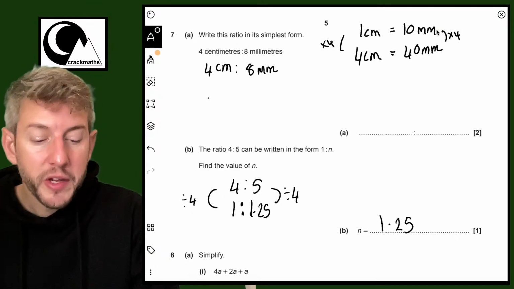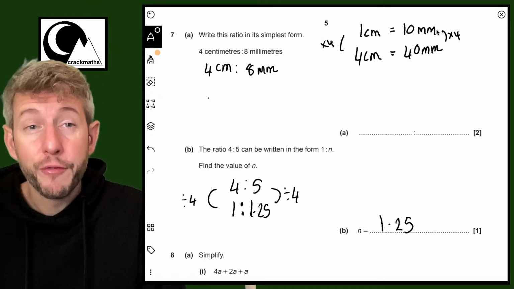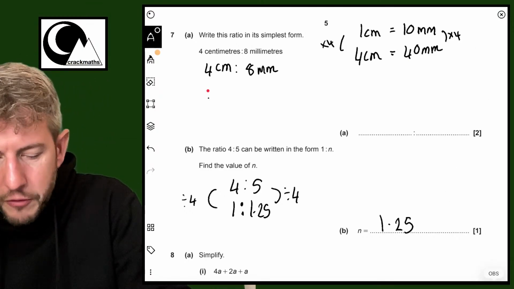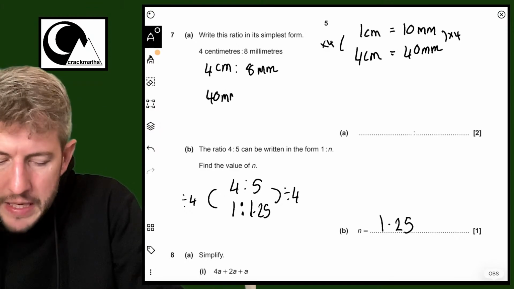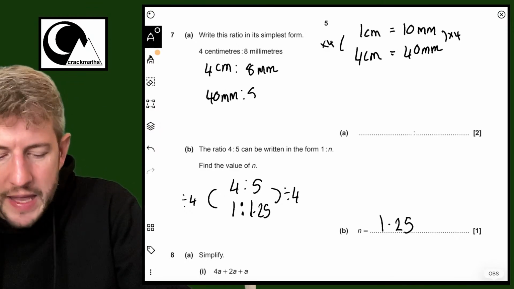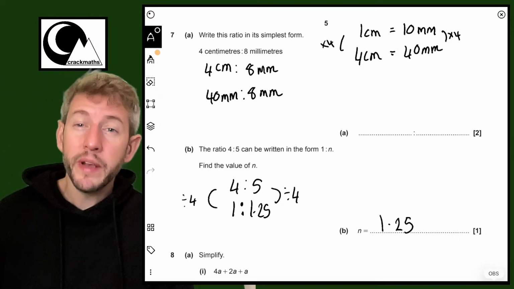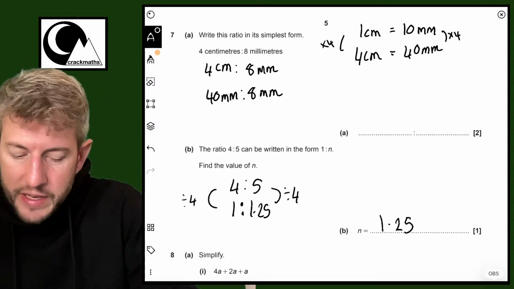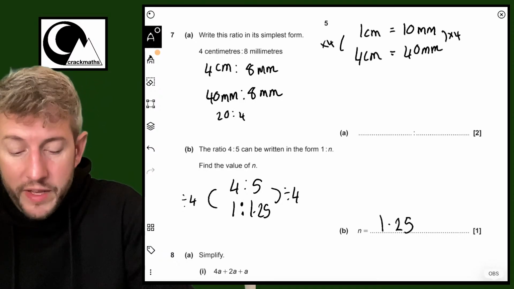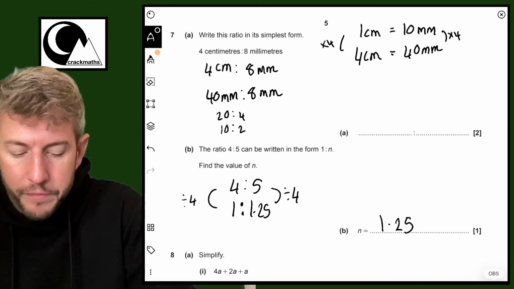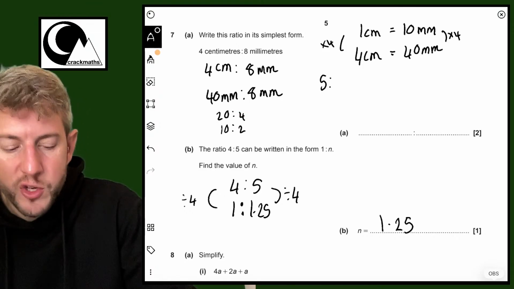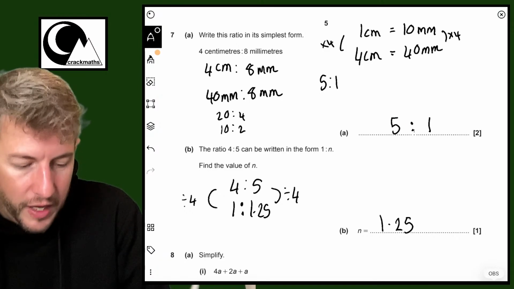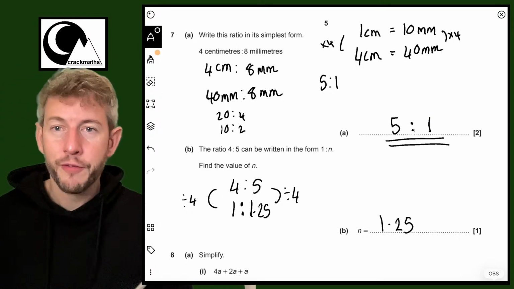So now I can replace the 4 centimeters with the 40 millimeters. Let's replace that here. So we've got 40 millimeters here and we've got 8 millimeters here. Now we need to simplify the ratio, which we can do in the same way that we did before. So we could say that's 20 to 4. We could say that is 10 to 2. And then that simplifies again to 5 to 1, which was the answer that they had. So 5 to 1 is the answer for that.